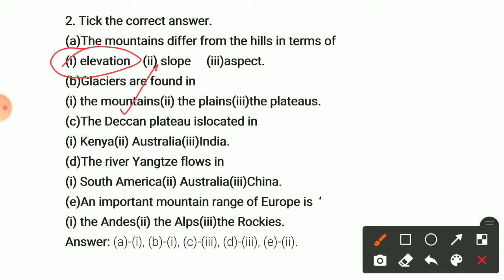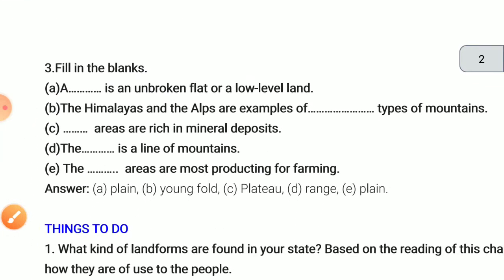And the Deccan Plateau is the oldest plateau in India. So basically, this is found in India. The river Yangtze flows in China. An important mountain range of Europe is the Alps. So this is an important mountain range. Okay, so this is the choose the correct answer section, and now we will see the fill in the blanks.